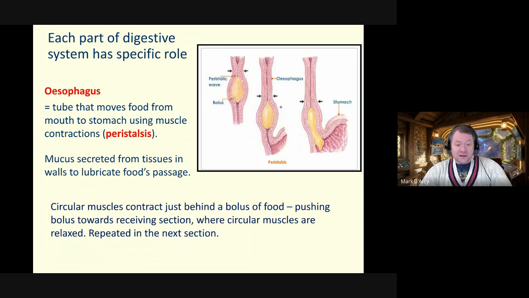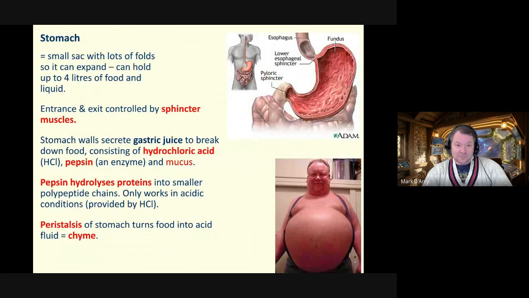Circular muscles contract just behind a bolus of food, pushing the bolus towards the receiving section, where circular muscles are relaxed. This is repeated in the next section, moving food throughout the intestinal tract. When the food gets to the bottom of the esophagus, we have the lower esophageal sphincter, which allows the food to enter the stomach. This can sometimes go into spasms, which can cause acid reflux.